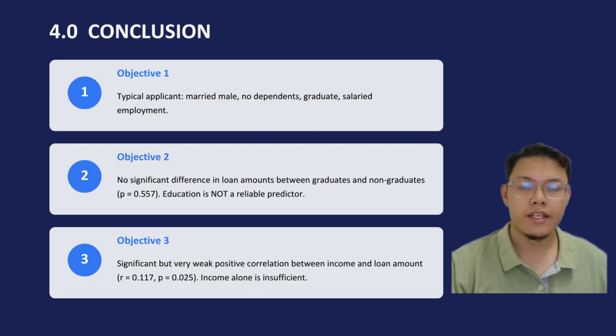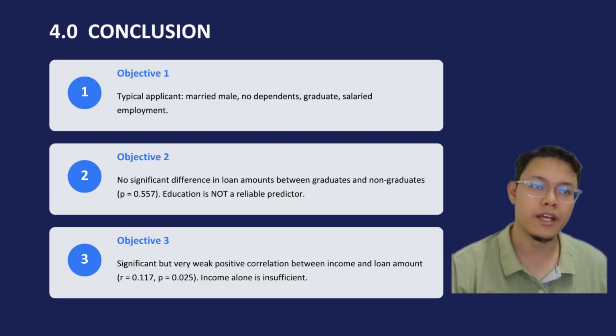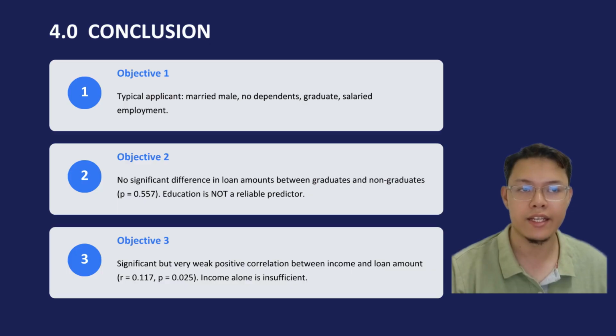To conclude our study, let me summarize the key findings for each objective. For Objective 1, the descriptive analysis showed that the typical loan applicant is a married male with no dependents, holding a graduate degree and working in salaried employment. For Objective 2, the independent sample t-test found no significant difference in loan amount between graduates and non-graduates, with a p-value of 0.557. Education is not a reliable predictor of loan demand. For Objective 3, the Pearson correlation found a statistically significant but very weak positive relationship between income and loan amount, with R equals 0.117 and p equals 0.025. Income alone is insufficient to predict borrowing behavior.